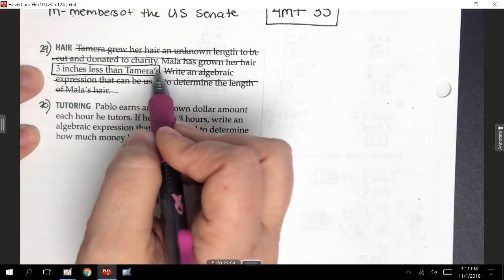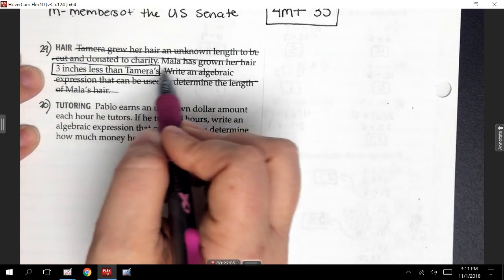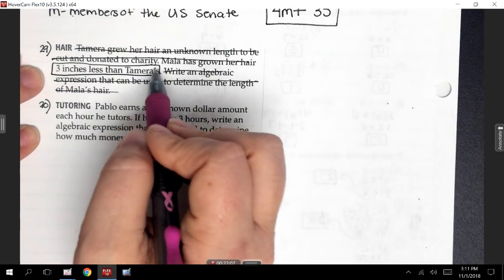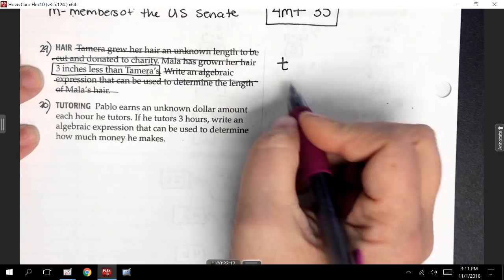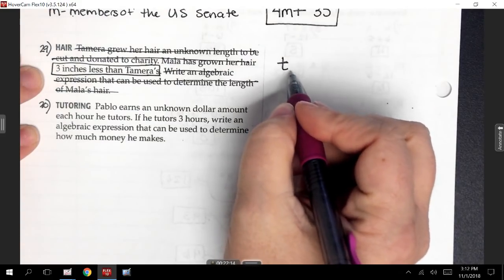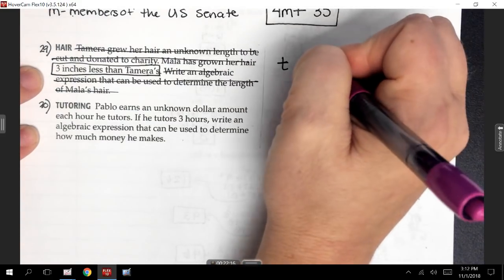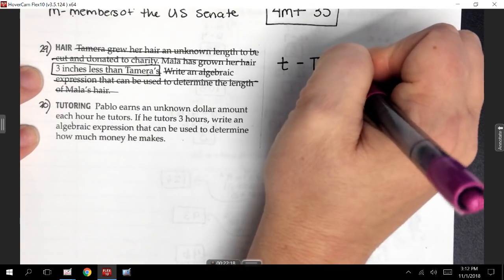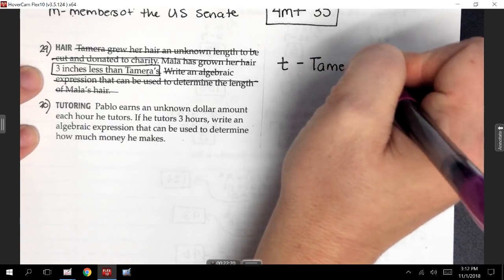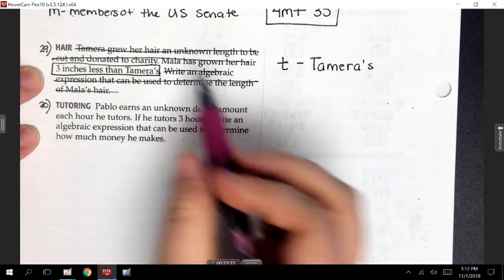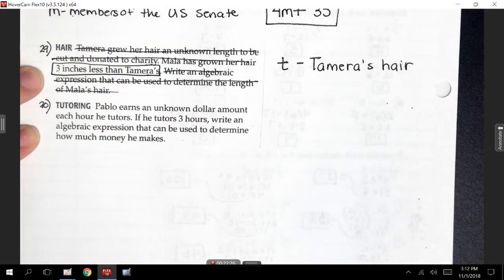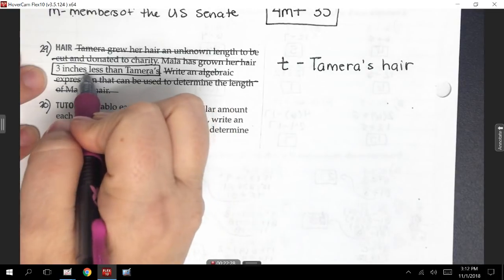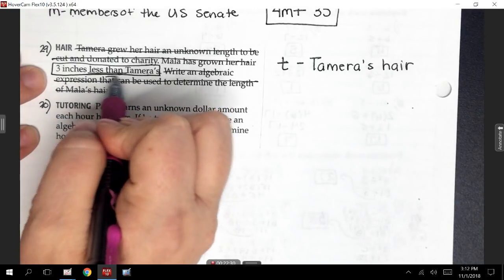The main reason it was there is because when this says 3 inches less than Tamara's, what is that talking about? What of Tamara's are we talking about? So I'm going to say T, and see how I'm writing my lowercase t with that little hook so it doesn't look like a plus sign. I'm going to say T is Tamara's. And then what we were talking about in this problem was hair. So Tamara's hair.